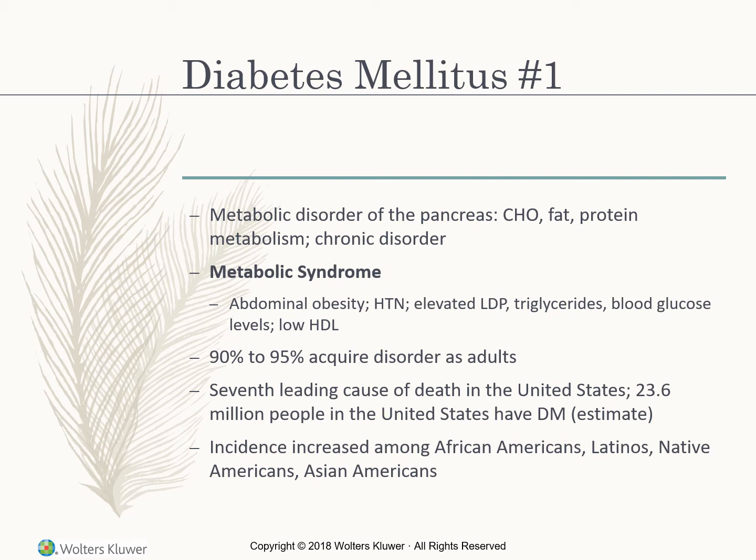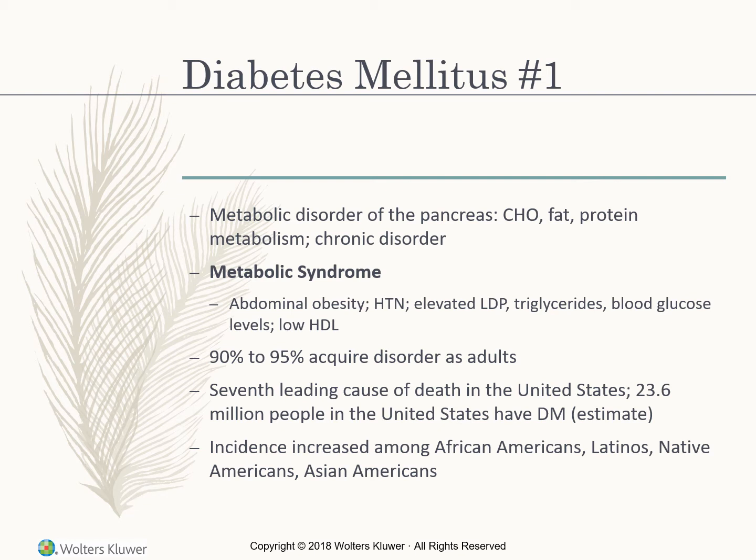Now, when we're talking about diabetes, we have to know that there's 2 different types. There is type 1, which is formerly called insulin-dependent diabetes mellitus, and this is characterized by an absence of insulin production by the beta cells in the islets of Langerhans in the pancreas. The onset of type 1 diabetes is more likely in people younger than 20 years of age, and it accounts for approximately 1.25 million of all diagnosed cases of diabetes.